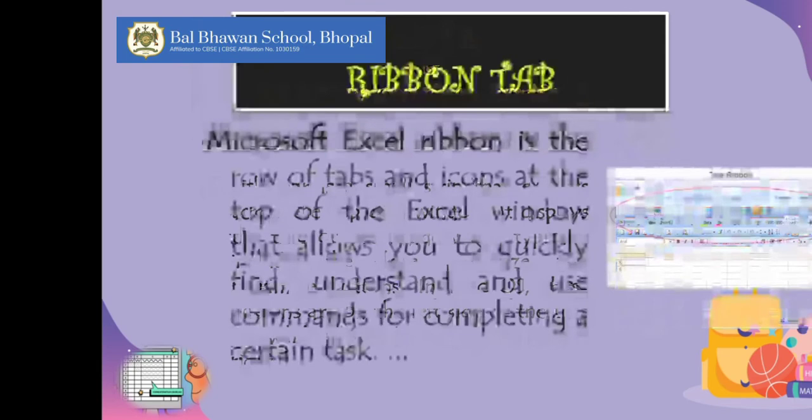Then we have the ribbon tab. We have earlier discussed the ribbon tab, that this tab is common in almost all the applications of Microsoft Office. That means in Word also, in PowerPoint also, and now here in Excel also. The Microsoft Excel ribbon is the row of tabs and icons at the top of the Excel window. It allows you to quickly find, understand and use commands for completing any certain task.